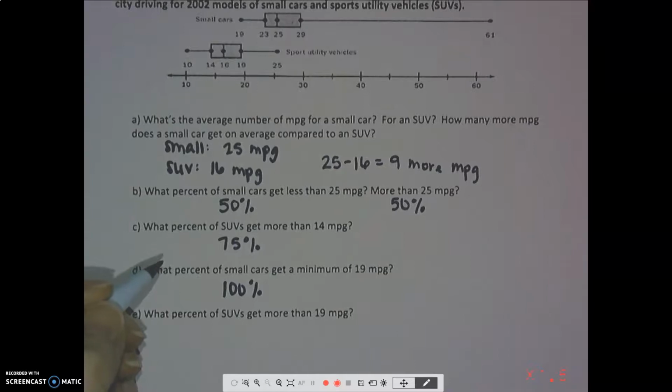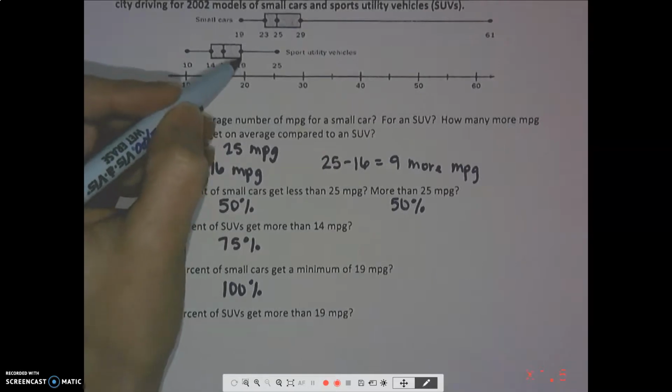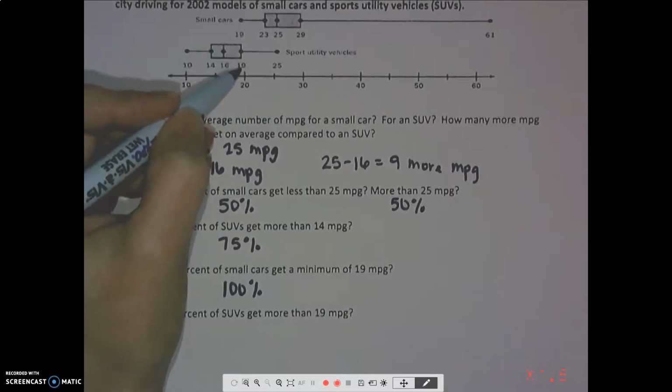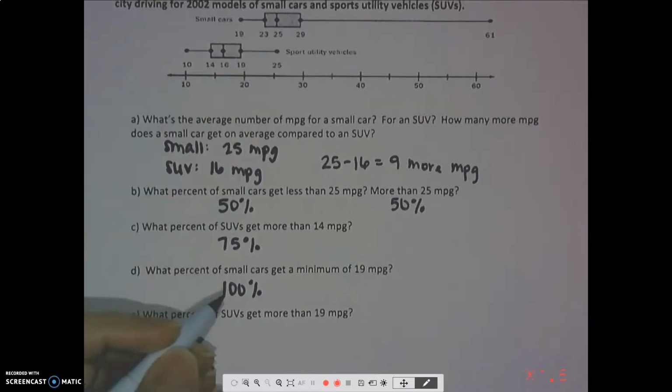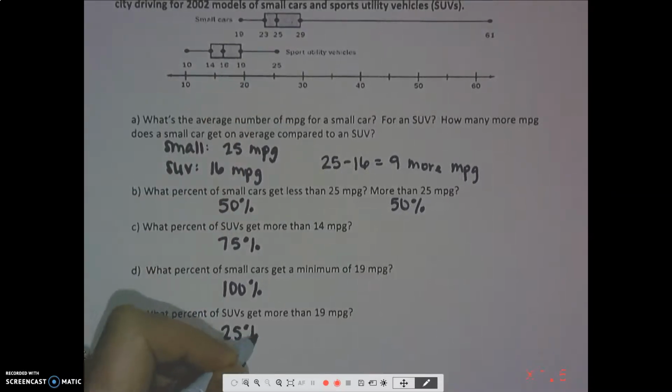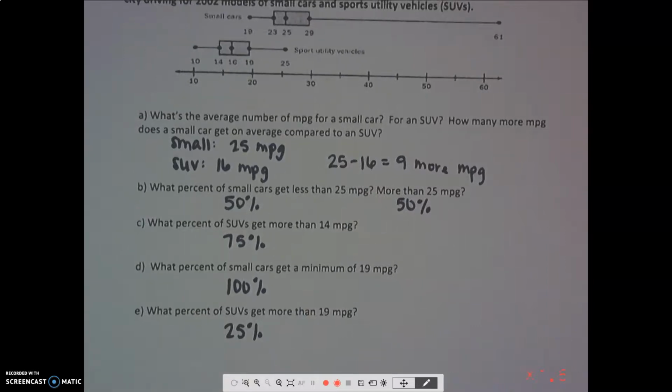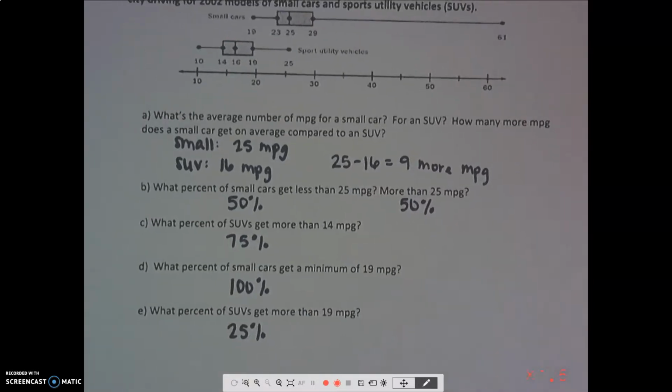their fuel efficiency. Last one for this, what percentage of SUVs get more than 19 miles per gallon? So here we're looking at that same 19, but for the sport utility vehicles, for the SUVs, there's only 1 chunk of data. So that means that 25% of SUVs get more than 19 miles per gallon. Okay.